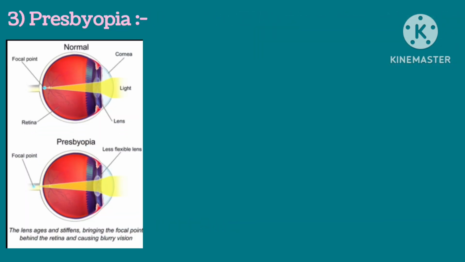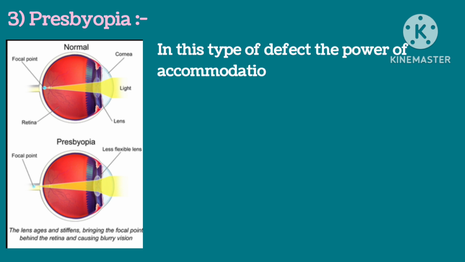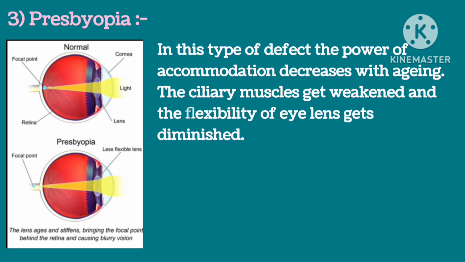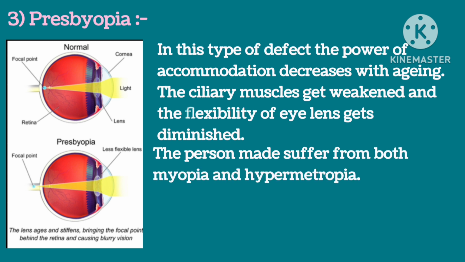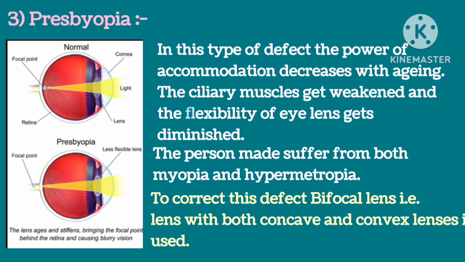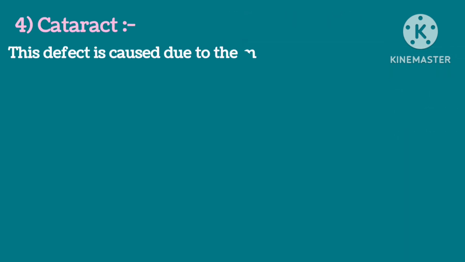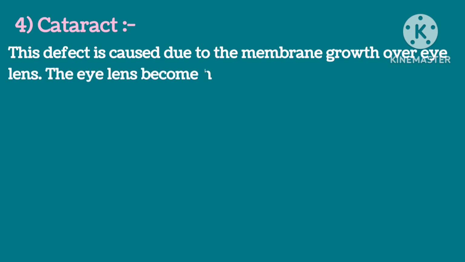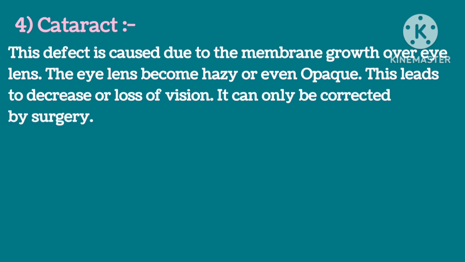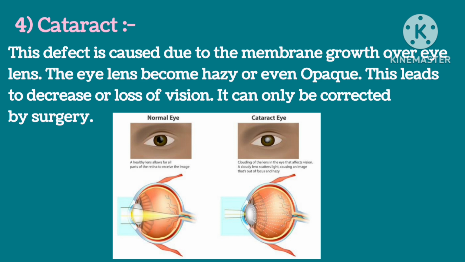Third is presbyopia. In this type of defect, the power of accommodation decreases with aging. The ciliary muscles get weakened and flexibility of eye lens gets diminished. The person may suffer from both myopia and hypermetropia. To correct this defect, bifocal lens is used with both concave and convex lenses. Cataract. This defect is caused due to the membranous growth over the eye lens. The eye lens becomes hazy or even opaque, leads to decrease or loss of vision. It can only be corrected by surgery. You can see the picture of normal eye and the cataract eye here.